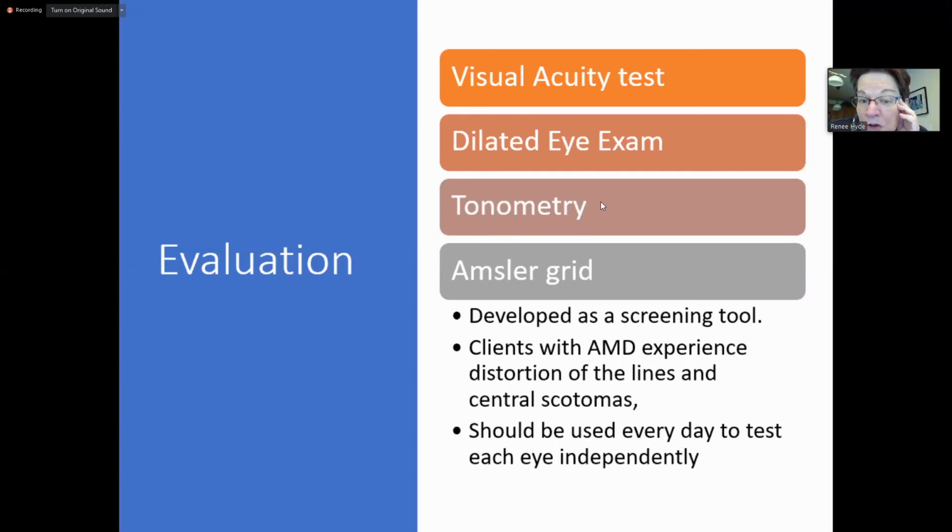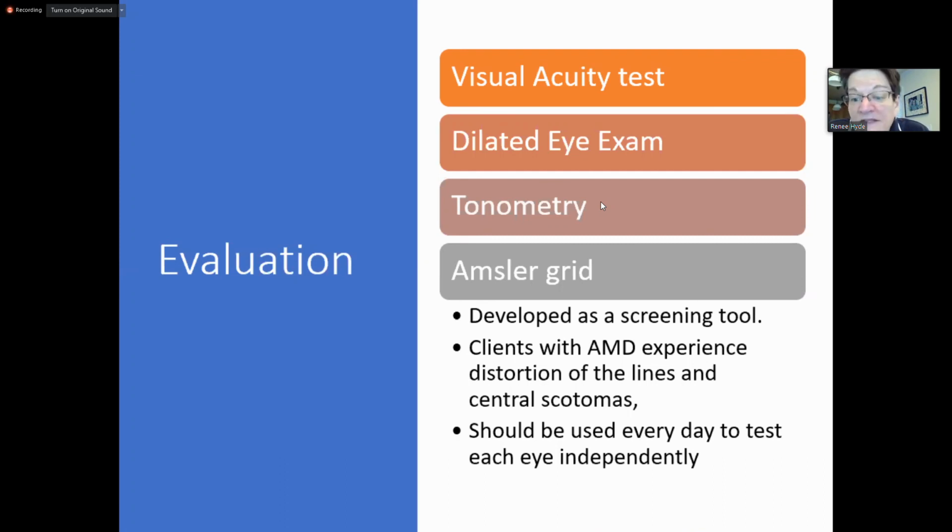Now, Amsler grids are something that every patient with AMD should use on a daily basis. It's used as a screening tool. And what happens is that if they're experiencing a distortion of those lines or those central scotomas, they should contact their optometrist or ophthalmologist immediately and be evaluated.